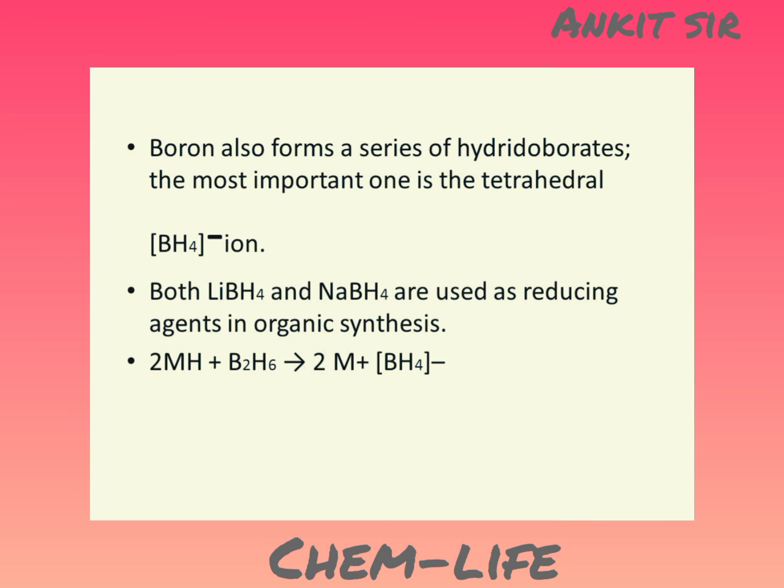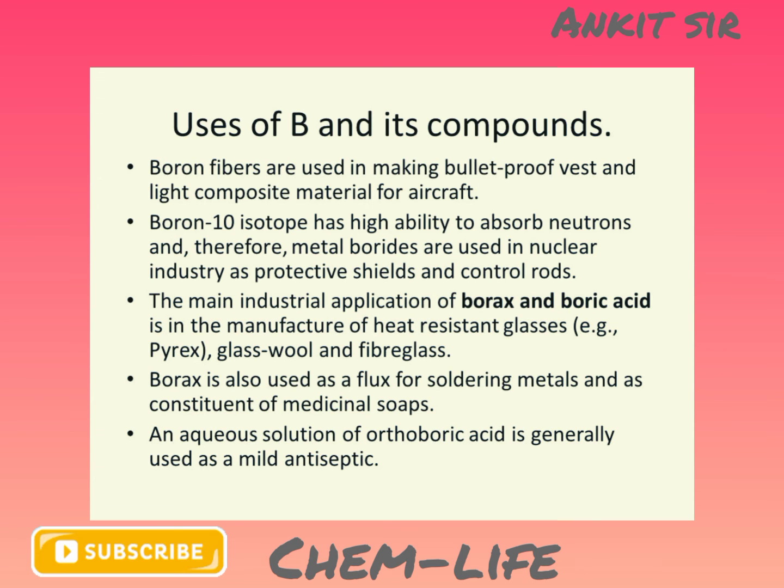Uses of boron and its compounds. Boron fibers are used in making bulletproof vests and light composite material for aircraft. Boron-10 isotope has a high ability to absorb neutrons, and therefore metal borides are used in the nuclear industry as protective shields and control rods. The main industrial application of borax and boric acid is in the manufacture of heat resistant glasses, for example Pyrex, glass wool and fiber glasses. It is also used as flux for soldering materials.